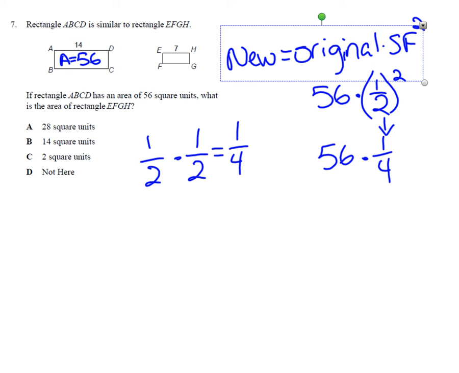All right. So we have 56 times 1/4, or 1/4 of 56. We can multiply this straight across: 56 times 1, and then 1 times 4. And then we just need to know what's 56 divided by 4. It is 14.